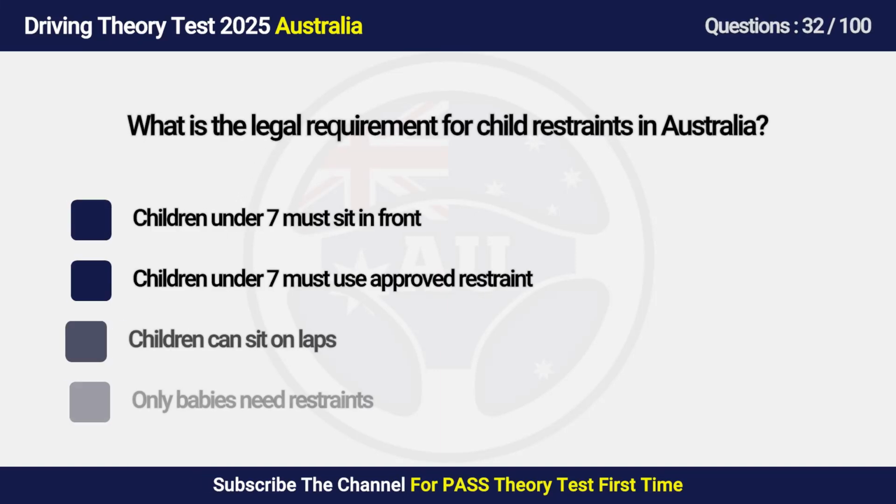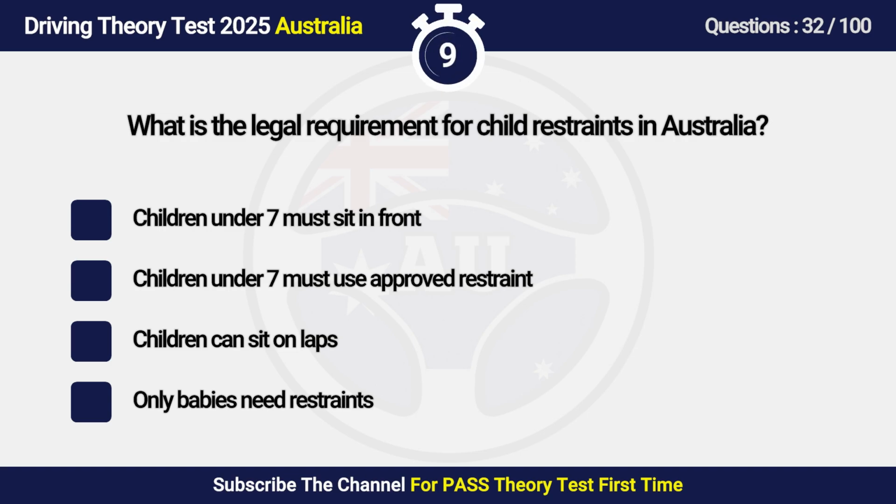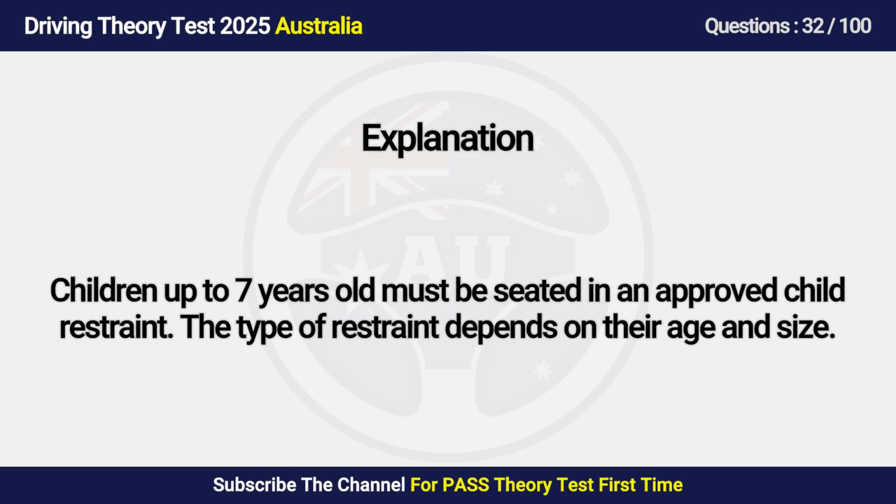Question 32. What is the legal requirement for child restraints in Australia? A. Children under 7 must sit in front. B. Children under 7 must use approved restraint. C. Children can sit on laps. D. Only need restraints. Answer is B. Children under 7 must use approved restraint. Children up to 7 years old must be seated in an approved child restraint. The type of restraint depends on their age and size.